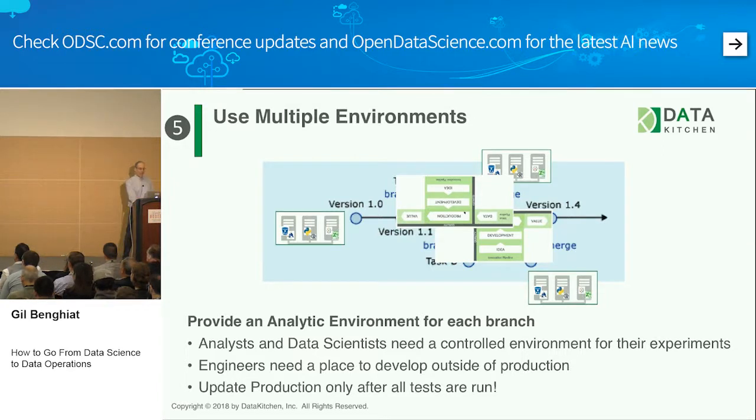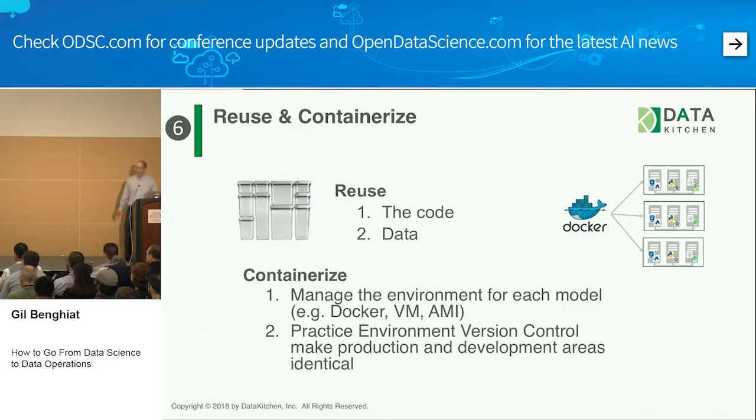All right, now on to step 6. And step 6 is kind of a triple, right? We want to keep it to 7 steps. So this one's a little overloaded. So reuse and containerize, right?